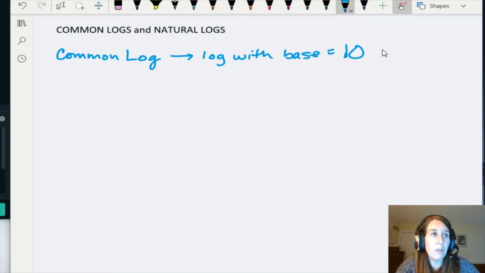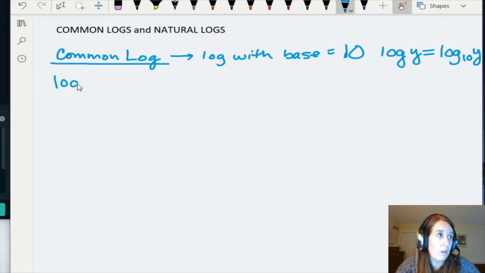Okay, so in other words, if you had log of, let's say y, that's the same as log base 10 of y. That's all it means. So, for example, log 100. If that says log 100, then that's saying the base is 10. So 10 to what power is equal to 100? What exponent gives 100 if the base was 10? So the answer is 2.